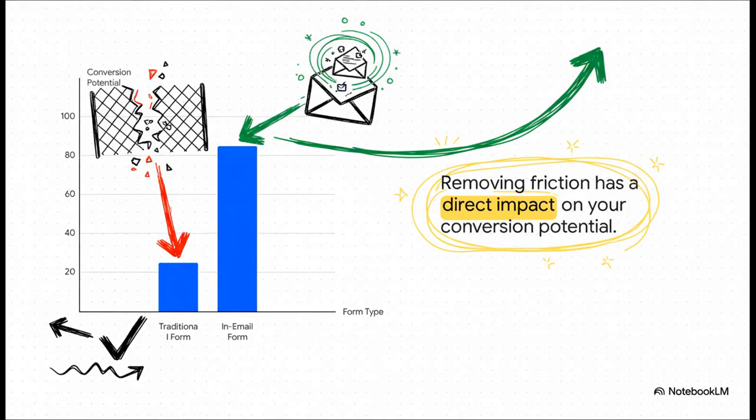At the end of the day, it really all comes down to this chart. This tells the entire story. All the friction from the traditional form just suppresses your conversions. But by removing that friction and keeping the user right there in their inbox, the in-email form unlocks so much more conversion potential. It's a direct, clear relationship.